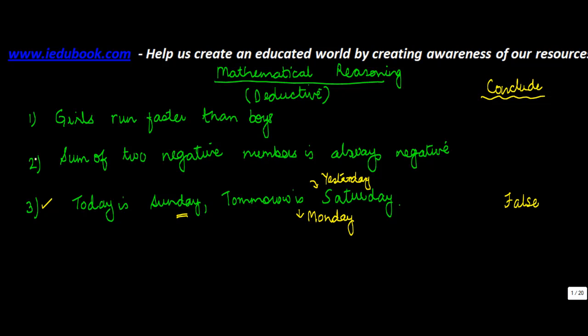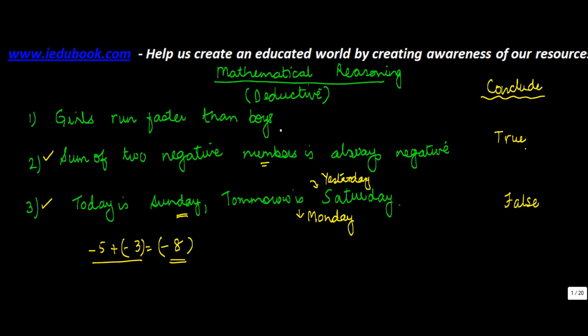Let's see the second one. You must be thinking, why am I going in the reverse order? Sum of two negative numbers is always negative. You want to try it out? Let's say you have minus 5 plus minus 3. The sum of these two is minus 8. And this is true for any number which is negative. If two numbers are negative, their sum is always going to be negative. So we know that this statement is true.